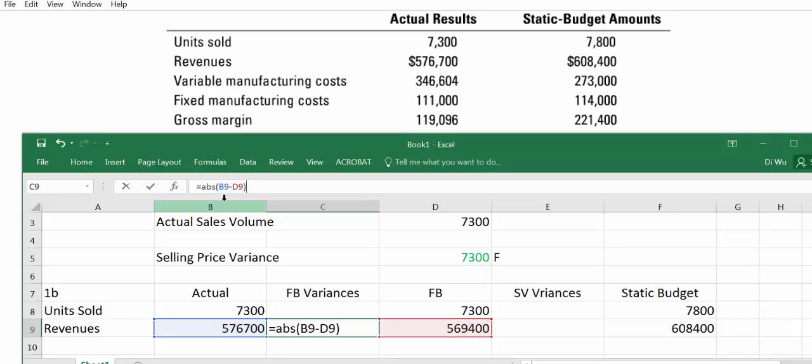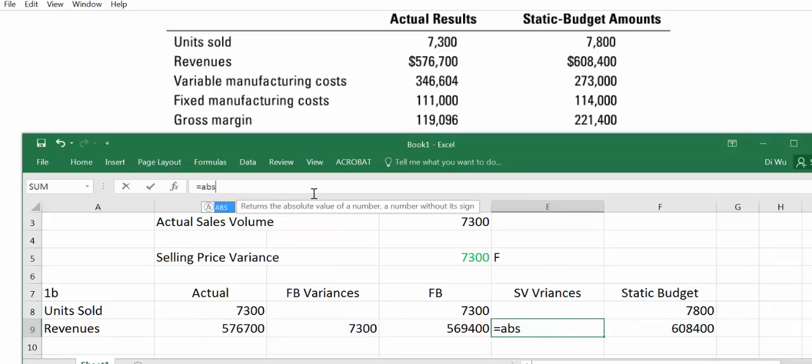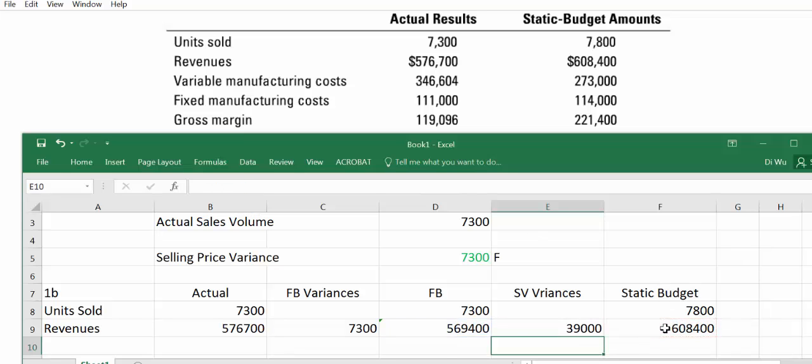This ABS means absolute value. So regardless of which one is bigger or smaller, ABS will always give me a positive result, so I don't have to deal with the negative sign. Same here, I can calculate the difference between the flexible budget revenues and the static budget revenues. All right, so I get these numbers.